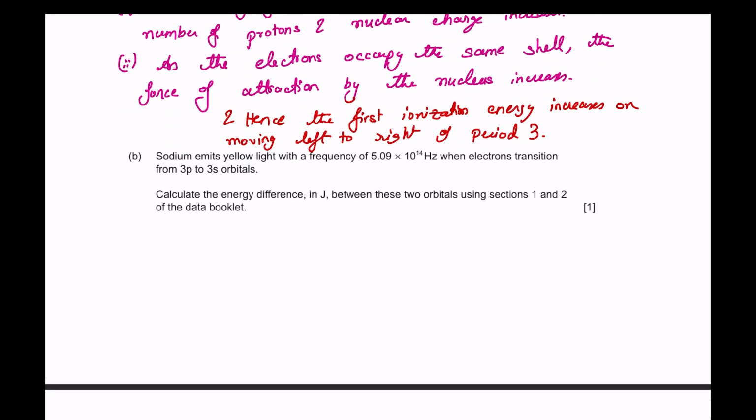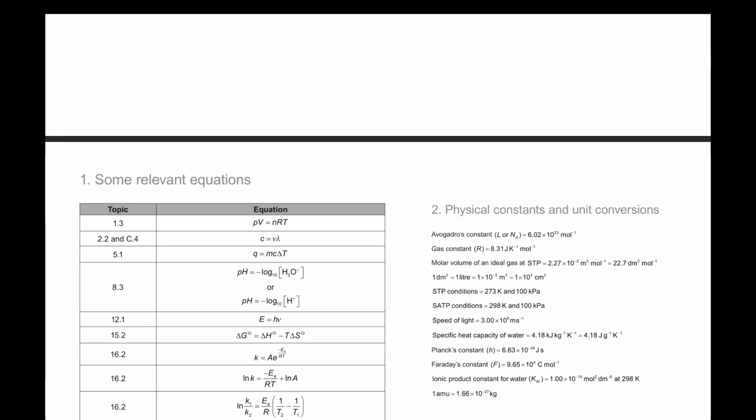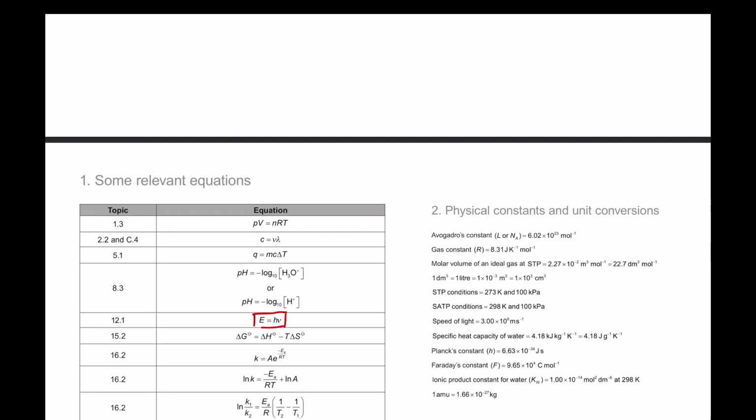So going to part 2, sodium emits a yellow light of frequency 5.09 times 10 to the power 14 Hz when electrons are in transition from 3p to 3s orbitals. We have to calculate the energy difference between these two orbitals using section 1 and section 2. So here is section 1 and section 2. Section 1 contains some of the relevant equations which you can use in your problem. So here we would need this equation, E equals hν. This relates energy to the frequency, and section 2 gives you the value of h, the Planck's constant. Planck's constant is here, 6.63 times 10 to the power minus 34.